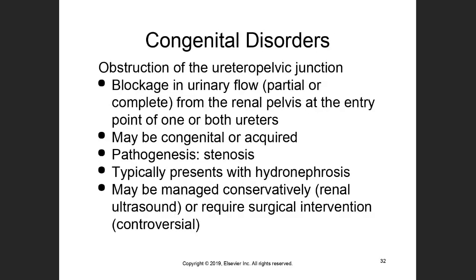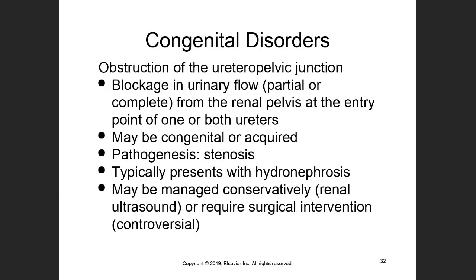Now we have a congenital disorder, obstruction of the ureteropelvic junction, blockage in urine flow, partial or complete, from the renal pelvis at the entry point of one or both ureters. May be congenital or acquired. Pathogenesis: stenosis. Stenosis means narrowing of the ureter. Typically present with hydronephrosis. Why hydronephrosis? You have stenosis of the ureter, all the urine is gonna go back to the kidney, and then in the kidney they are gonna form a cyst, full of urine around the kidney, and that's hydronephrosis.